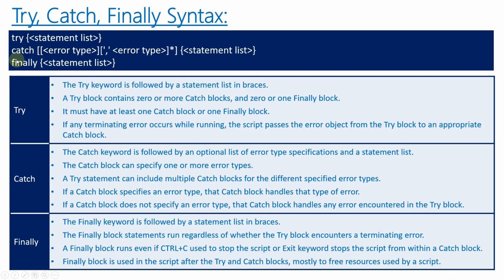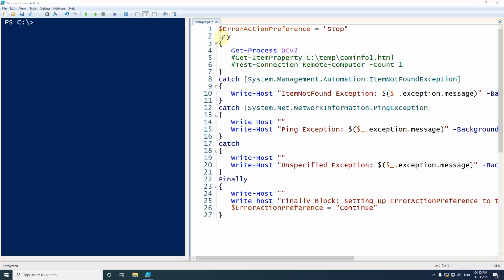So this is how we can use try, catch and finally block, and we can handle any terminating exception. Here we will understand more about try, catch and finally blocks through one example. This is a try, catch and finally example, and in the first line I have used a preference variable.